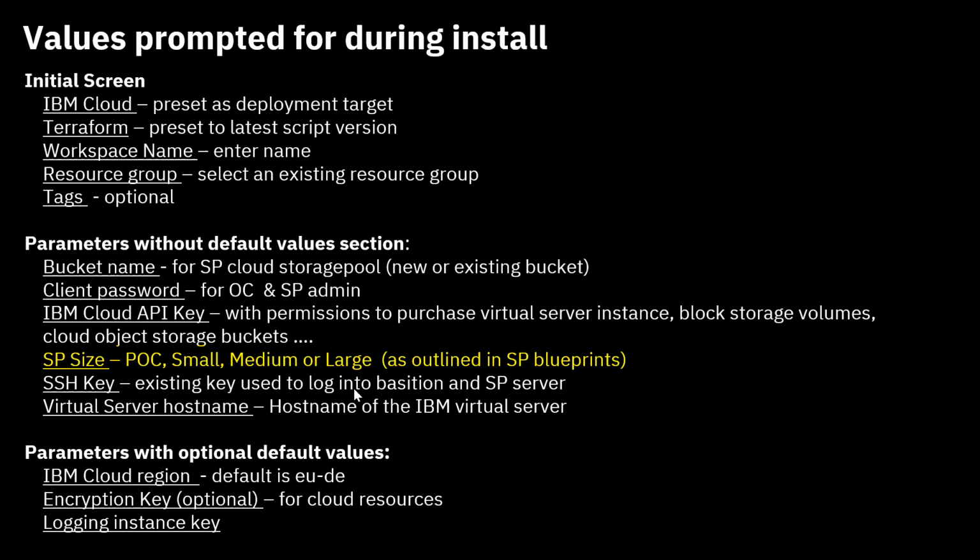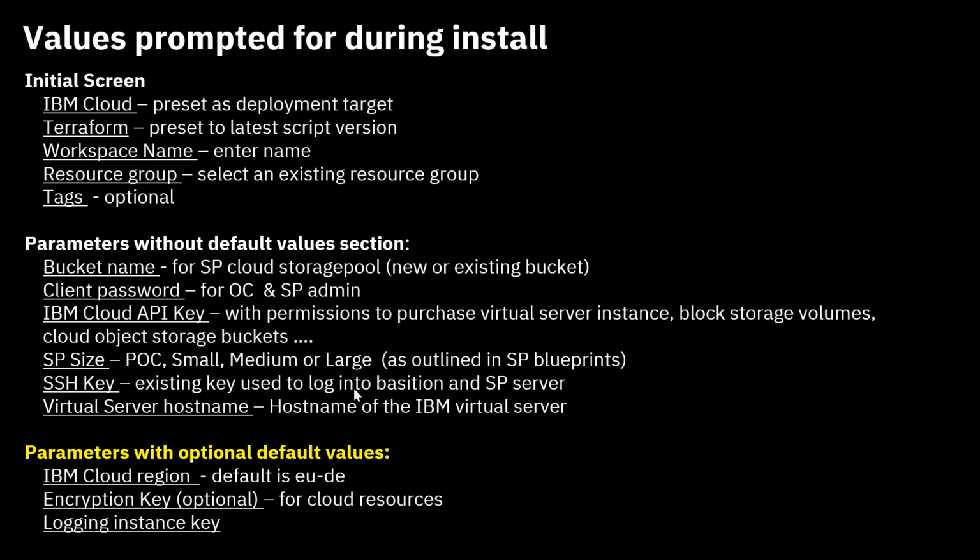Next, you'll choose which size of the Spectrum Protect server you'll want to deploy. You can go with the proof of concept, which you can use for 30 days. You can go with the small, medium, or large. And once again, the small, medium, large sizing are following the prescriptive architectures we outline in our Spectrum Protect blueprints. You'll need an existing SSH key, and that will be in order to log into the Bastion and Spectrum Protect server.